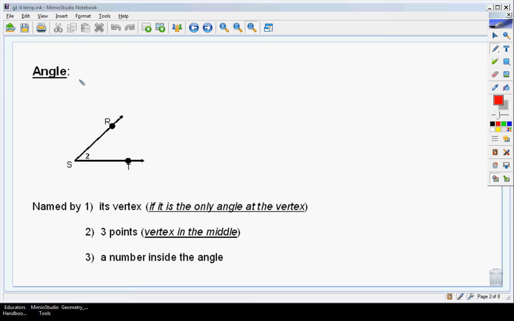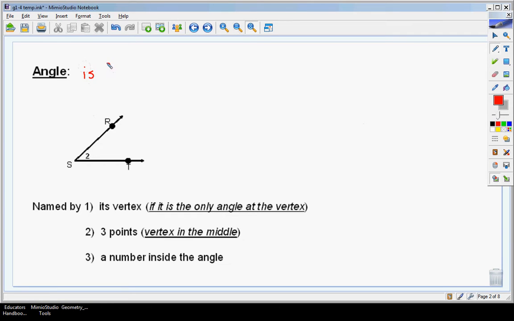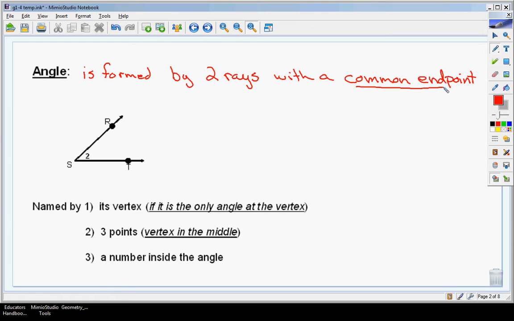An angle is formed by two rays with a common endpoint. That common endpoint has a special name. It is called the vertex.